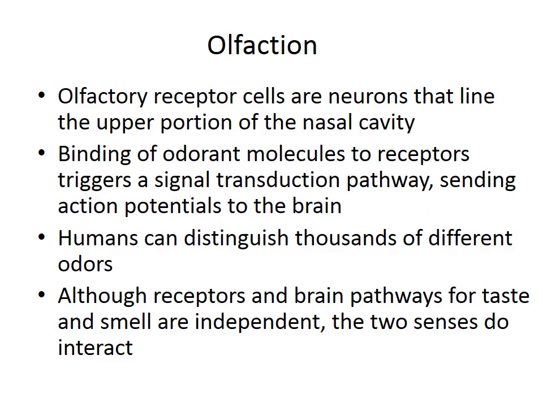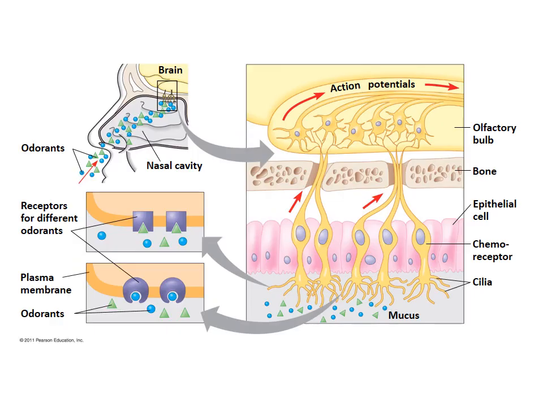Olfaction. Olfactory receptor cells are neurons that line the upper portion of the nasal cavity. So this is when you smell. Binding of odorant molecules to receptors triggers a signal transduction pathway, sending action potentials to the brain. Humans can distinguish thousands of different odors. That's awesome. Although receptors and brain pathways for taste and smell are independent, these 2 senses do interact. And here are odorant molecules going up your nose, and they are detected by the brain almost immediately, which is a good thing because you want to be away from the bad stuff.